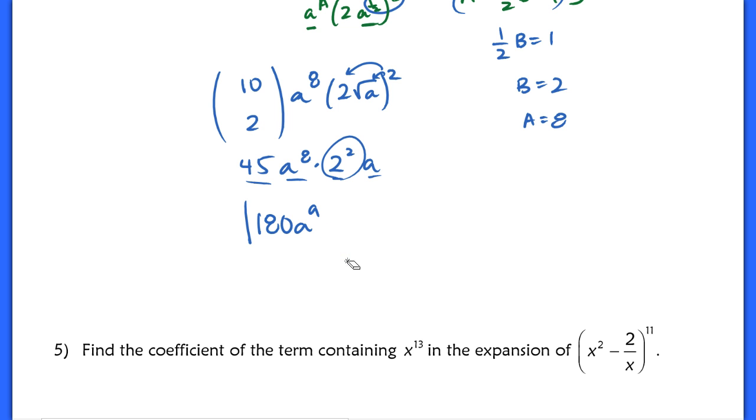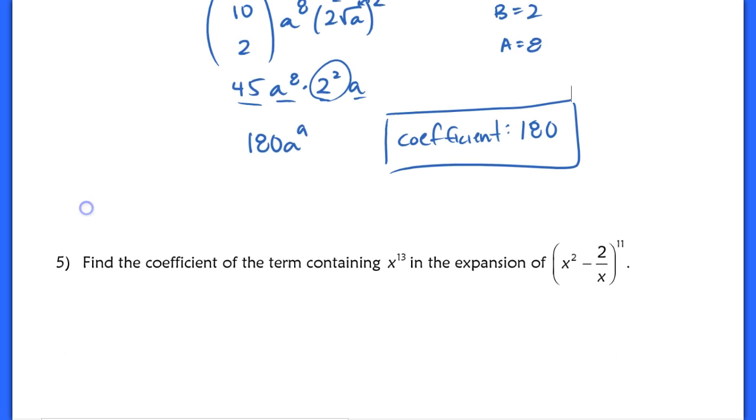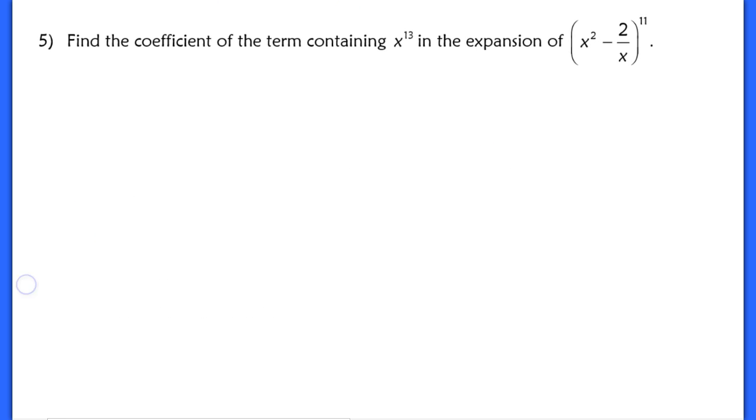Now I want to answer the original question, which is the coefficient. So the coefficient here, don't get tricked by that and just write 45. It's actually 180. Now the last question here ramps it up even more in difficulty. We have a couple things. It's a similar way to solve, of course. Let's find the coefficient for the term that contains x to the 13th in this particular expansion.